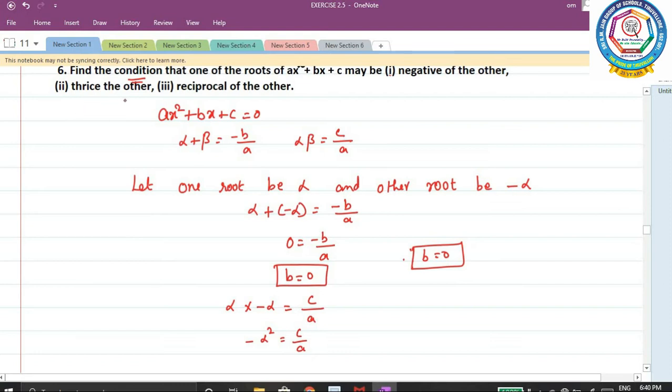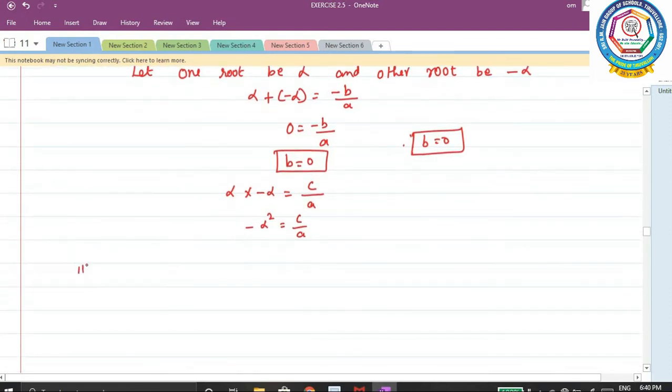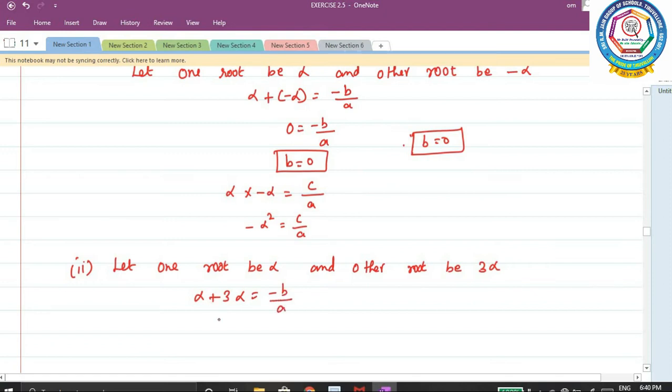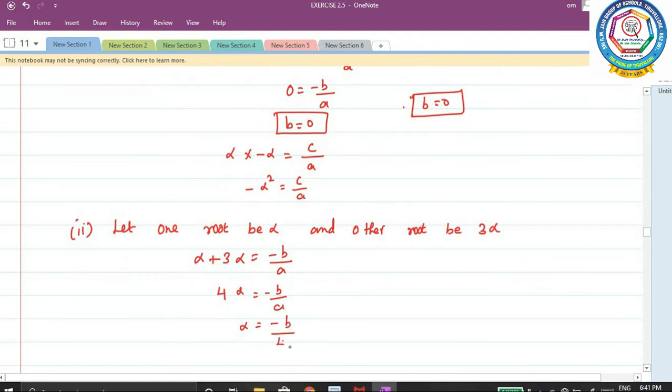Second subdivision, thrice the other. Let one root be alpha and the other root be thrice, meaning 3 times alpha. So what is the sum of roots here? Alpha plus 3 alpha is equal to minus b by a. Alpha plus 3 alpha, 4 alpha. 4 alpha is equal to minus b by a. Therefore alpha is equal to minus b by 4a.